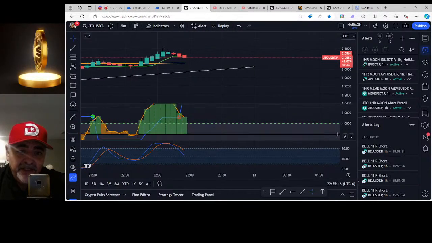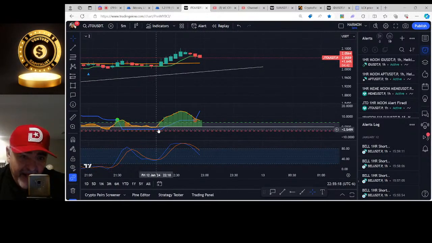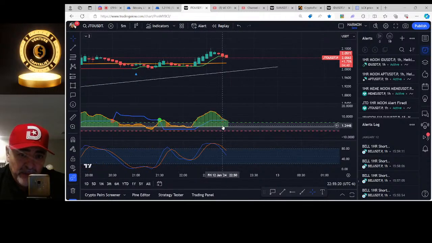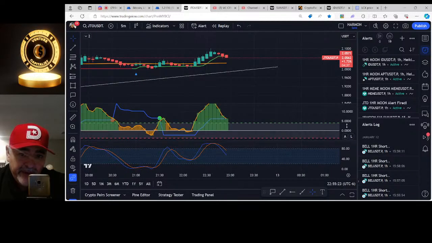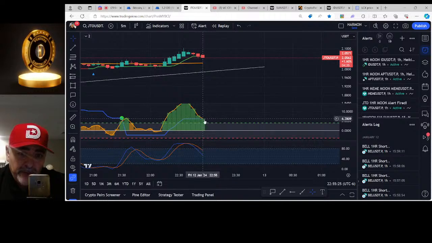We can see here that JTO has had high value already, and it's moving into, see how it had that red moon right there? It's bouncing off a red moon. It wants to get a little weak.